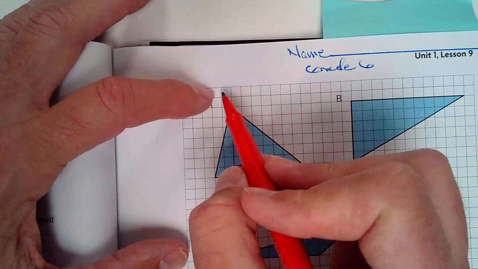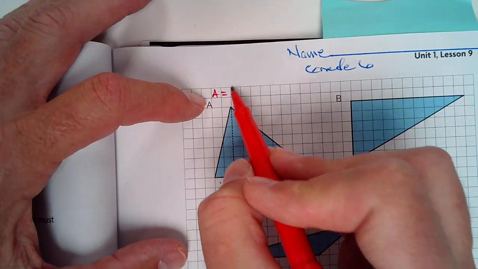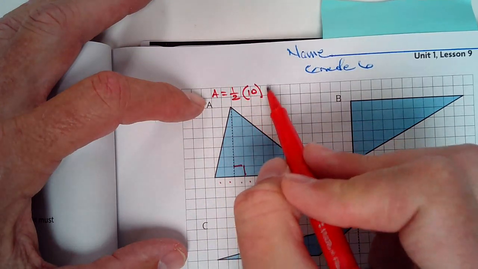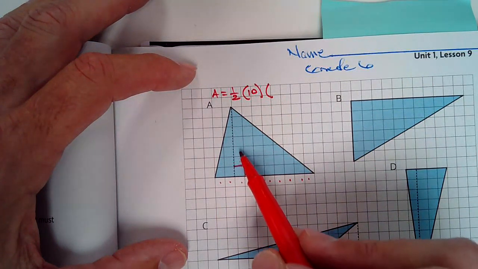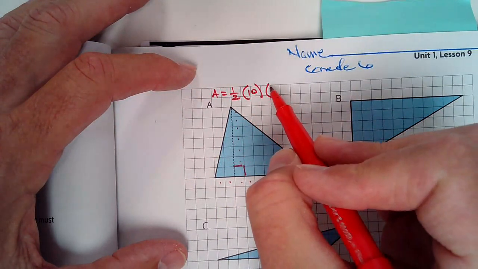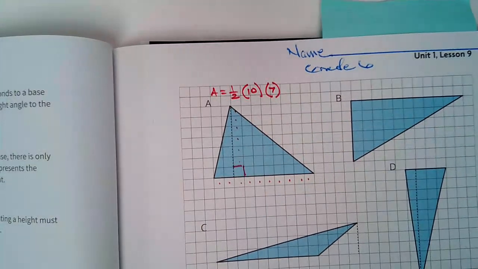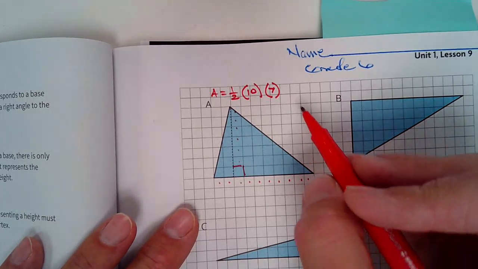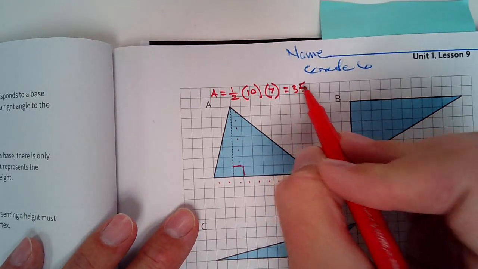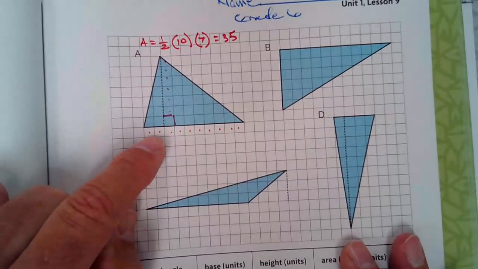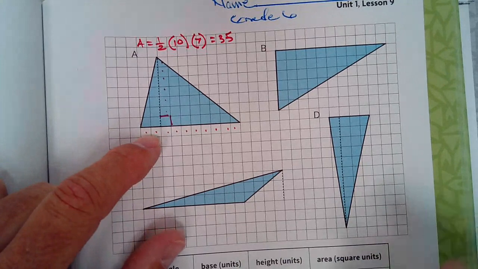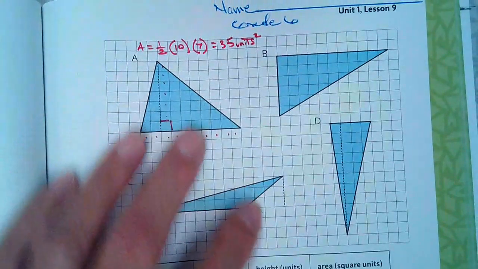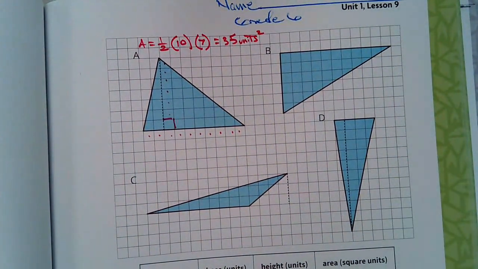So, and I can even just put it right here. I'm going to put area equals 1/2 times the base times the height. I'm just going to put a 10. And what's the height? 1, 2, 3, 4, 5, 6, 7. What's 10 times 7? 70. What's half of 70? 35. Now, do I just put 35? No, you put units squared. 35 units squared. So there's A done for you.